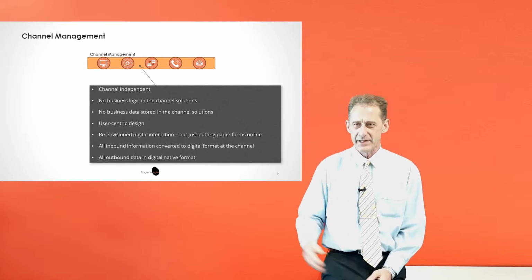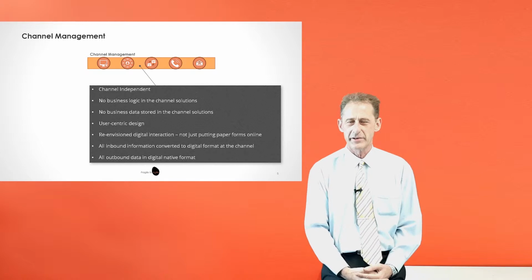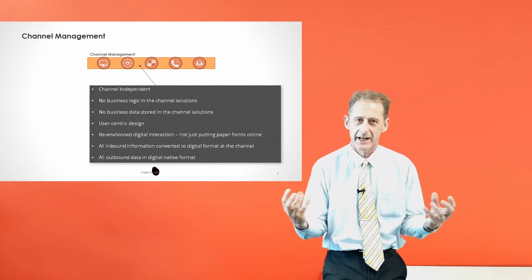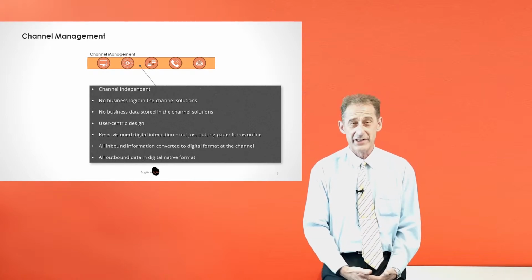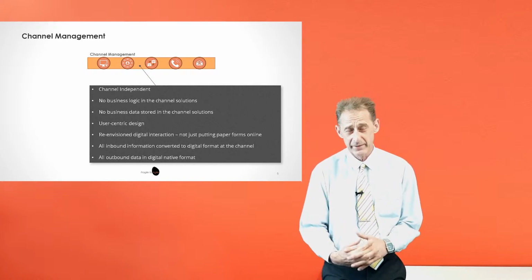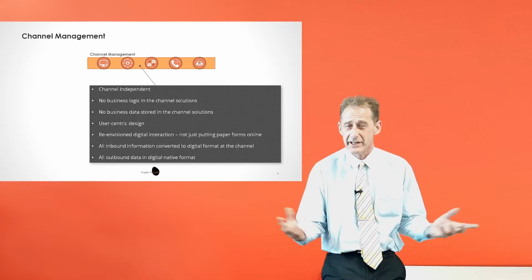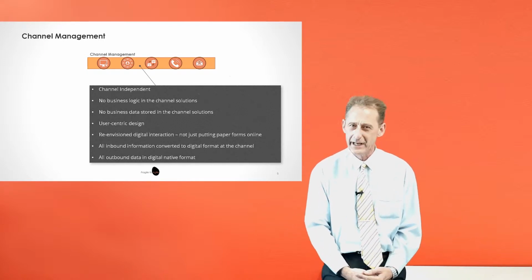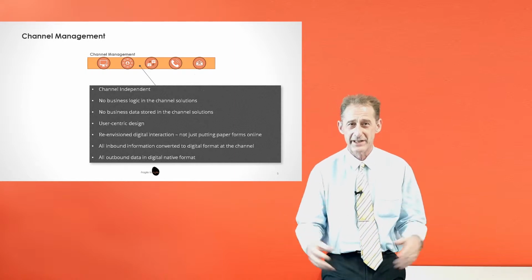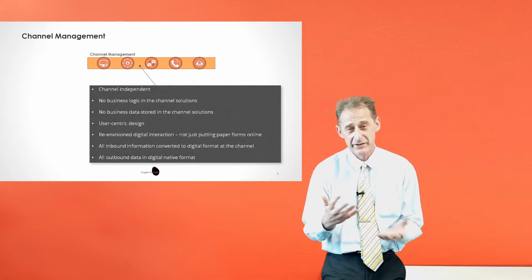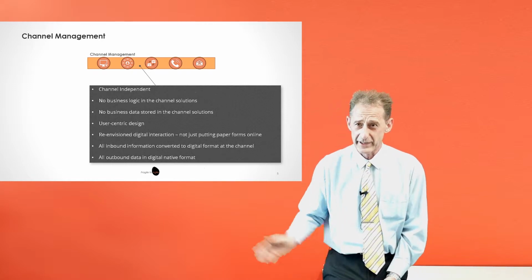A quick recap, as you can see here, of what we covered in the overview. There are some critical design principles for channel management and the channel layer of your architecture. First, it must be channel independent, which means no business logic or data is stored in the channel. It must be designed user-centric, from the outside in, envisaged as a digital interaction from the outset, not analog and then converted. Redesigned as digital first, as they say. And everything's converted to and from analog to digital at the channels. So they're the most critical features of it.